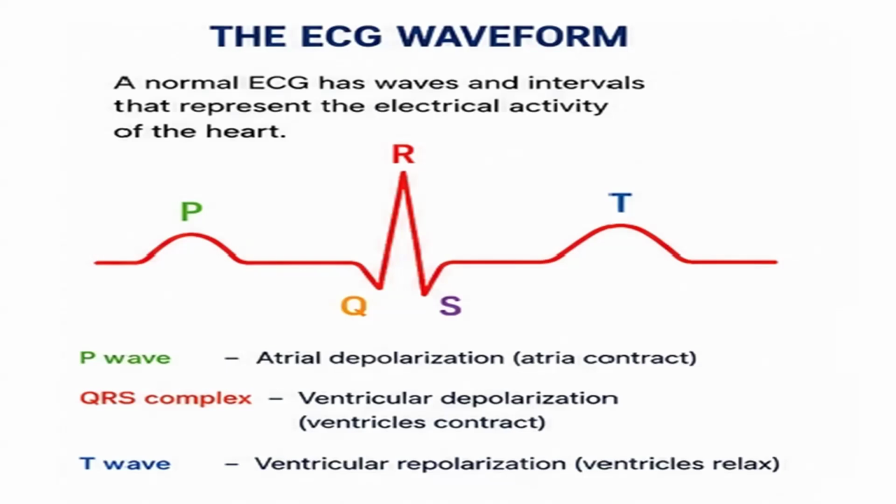After the P wave comes the PR interval. This measures the time taken for the electrical impulse to travel from the atria through the AV node into the ventricles. A normal PR interval is between 120 and 200 milliseconds, and a prolonged PR interval may indicate first degree heart block.